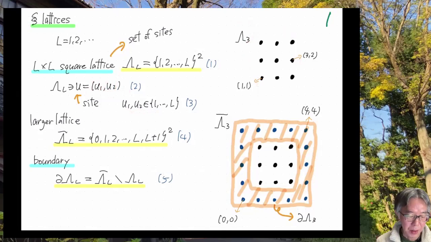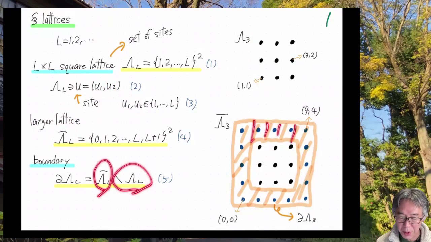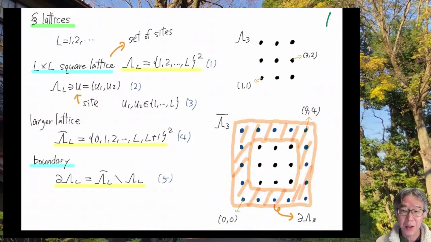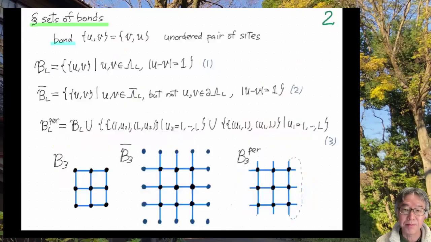For convenience, we also define a larger lattice, lambda bar L, where we added 0 and L plus 1 here. So this whole thing is lambda 3 bar. It's actually a 5 by 5 square lattice. Okay. And if you take away lambda L from lambda bar, then the remaining orange region is called a boundary. This is convenient for defining boundary conditions.